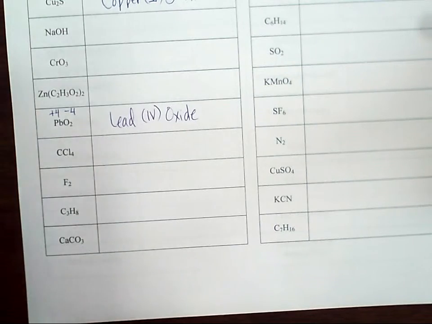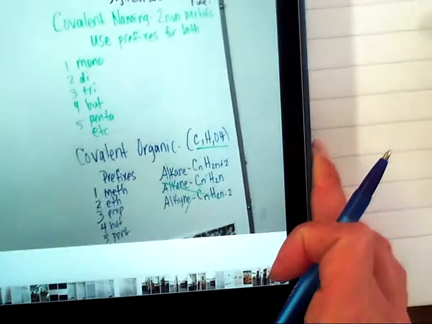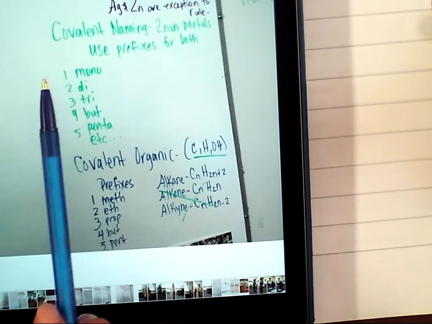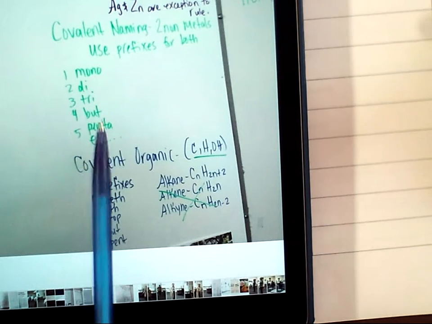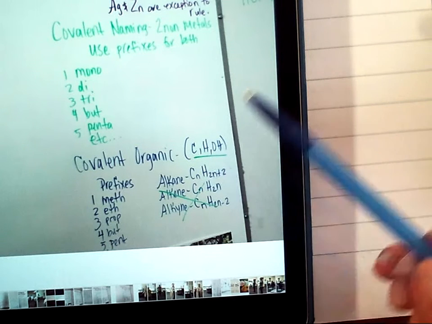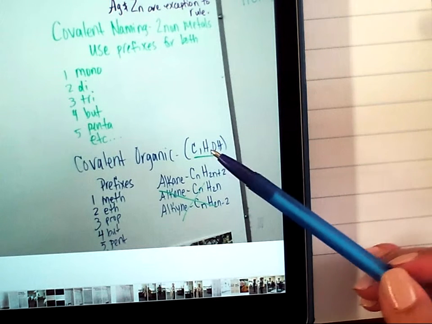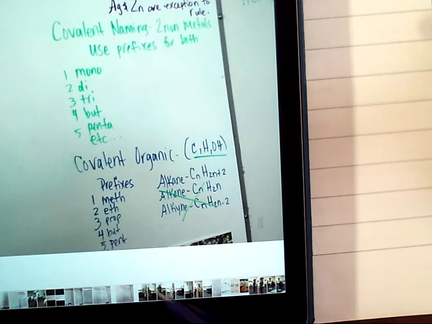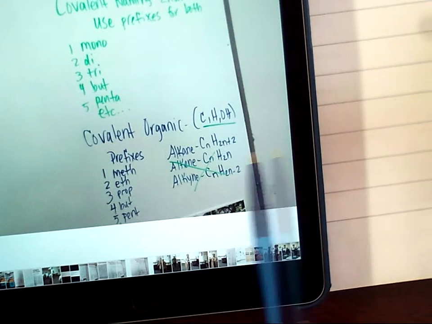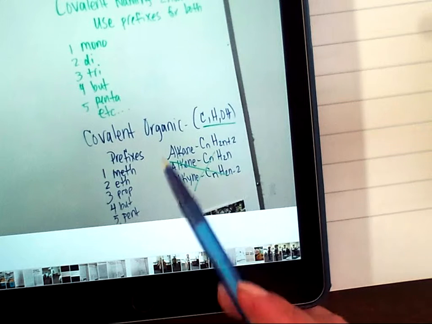Now, there's 2 types of covalent bonds. There are the traditional, where you have any 2 nonmetals, and you would use the first set of prefixes. If it's organic, meaning it's made up of carbon, hydrogen, or hydroxide, you would use the organic prefixes, and you would have to use the right ending.